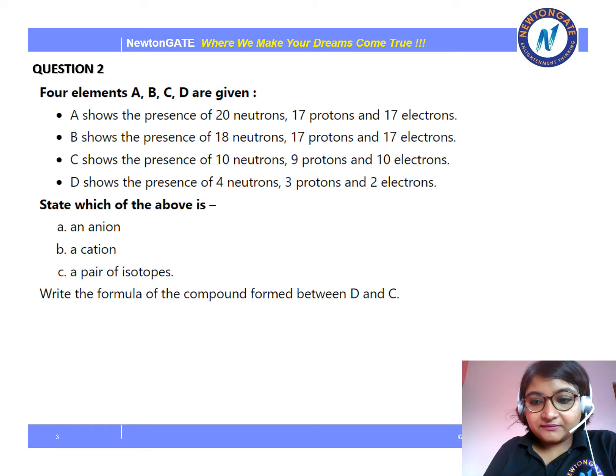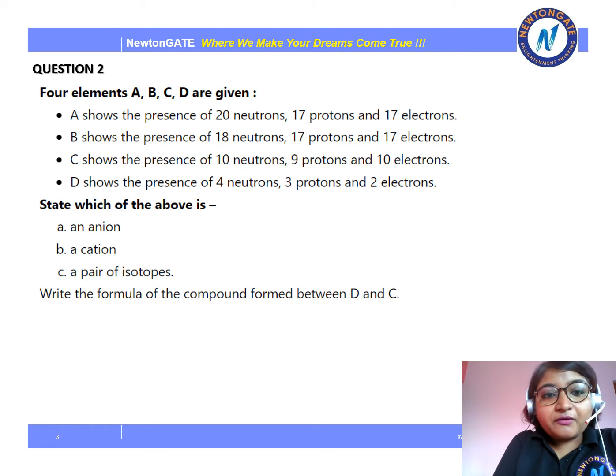For this question, you are given 4 elements A, B, C, D and their neutrons, protons and electrons are given to you, and you have to identify the anion, cation and the pair of isotopes. Okay, for this kind of question you must know that the number of protons is also equal to the atomic number, and so whenever you know the atomic number you can easily do the electronic configuration, and from the electronic configuration you can find out which one should lose electrons to form a cation or which one should gain electrons to form an anion.